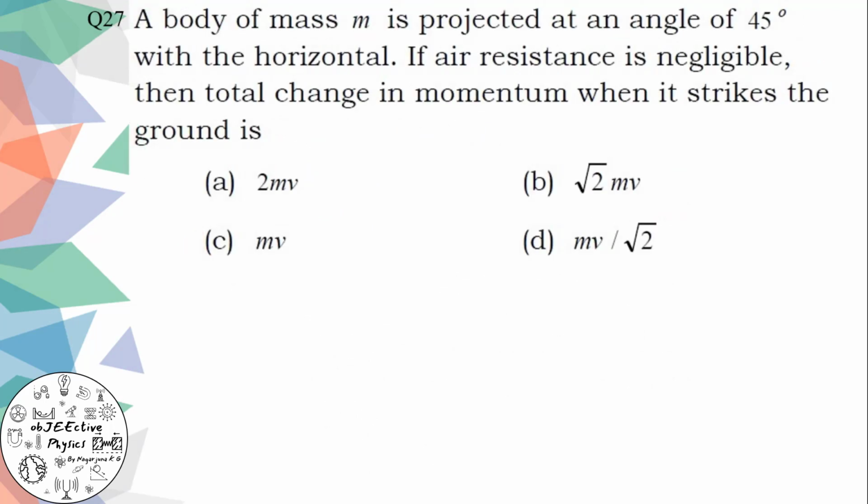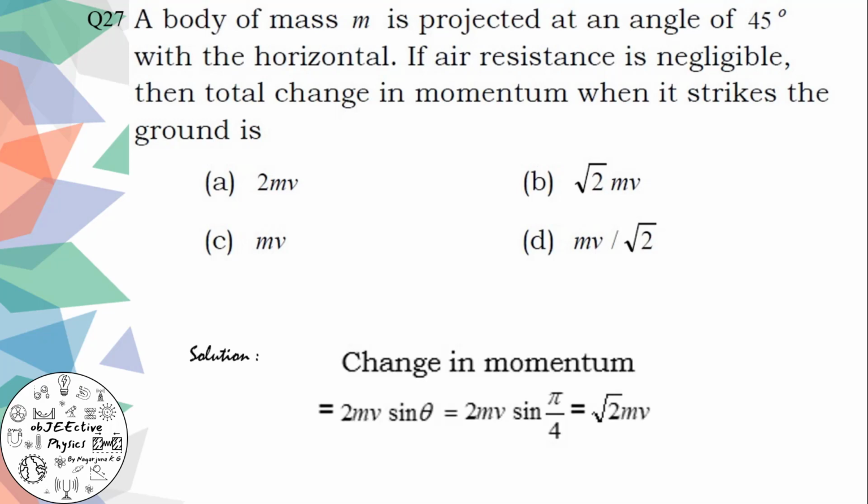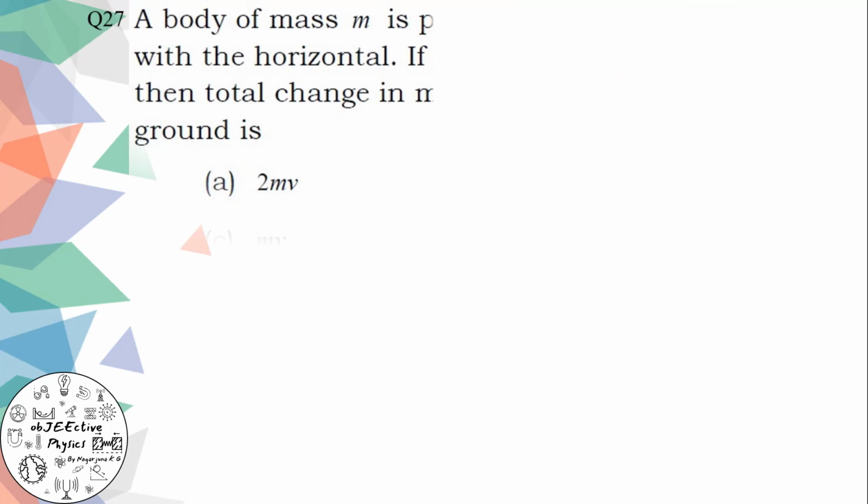27th question. A body of mass m is projected at an angle of 45 degrees with the horizontal. If air resistance is negligible, then the total change in momentum when it strikes the ground is. Solution. Change in momentum is equal to 2 mv sin theta, that is equal to root 2 mv.